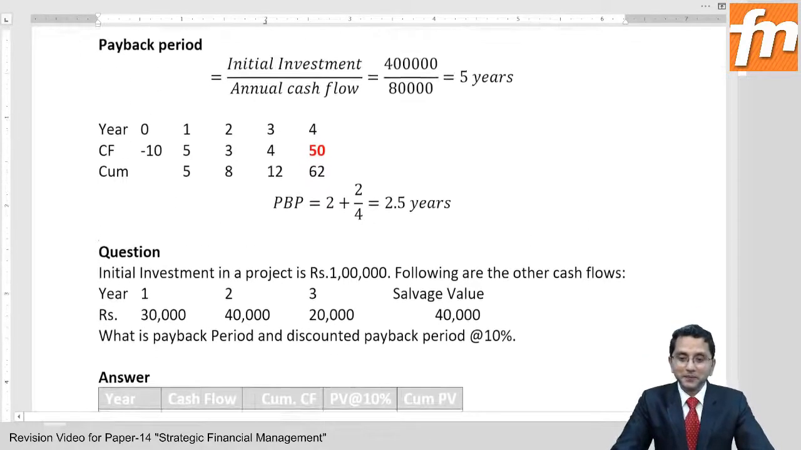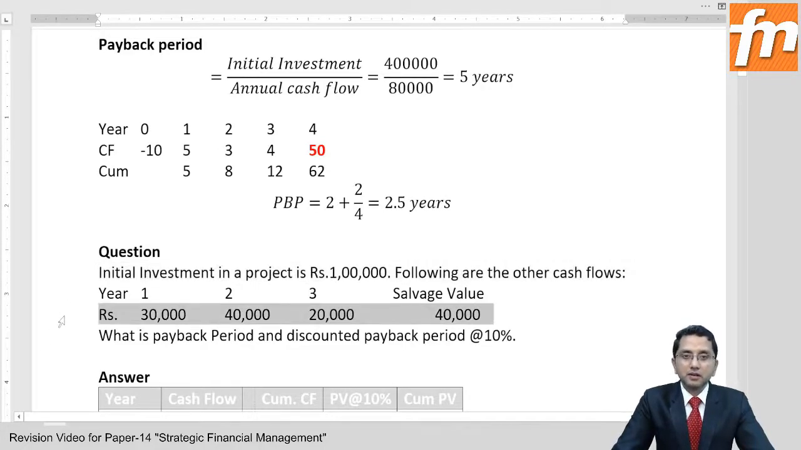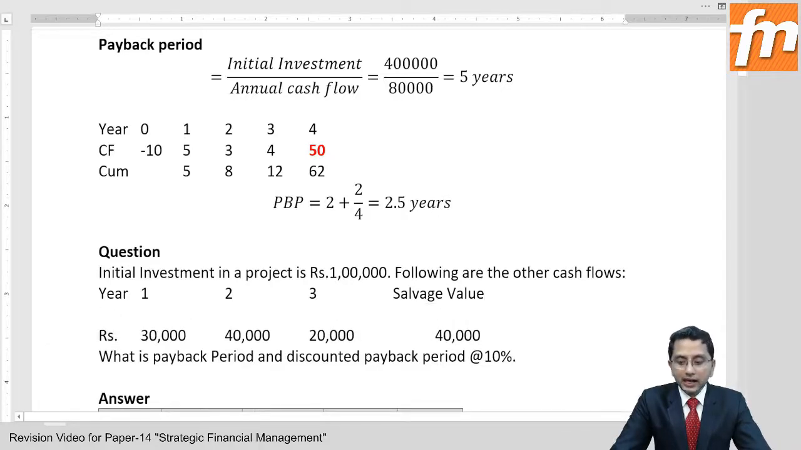Now, I'll tell you one more interesting thing. Look here. Initial investment in a project is 1 lakh. First year, your cash flow is 30,000. Second year, it is 40,000. Third year, it is 20,000. And then you realize salvage. Salvage value is 40,000. You realize salvage value obviously at the end of third year itself.